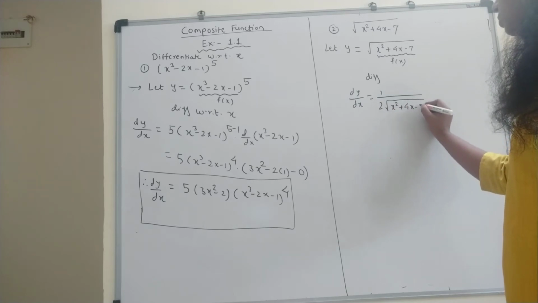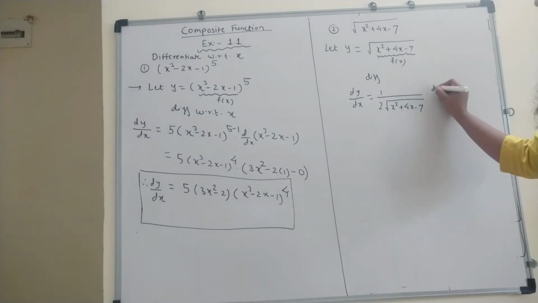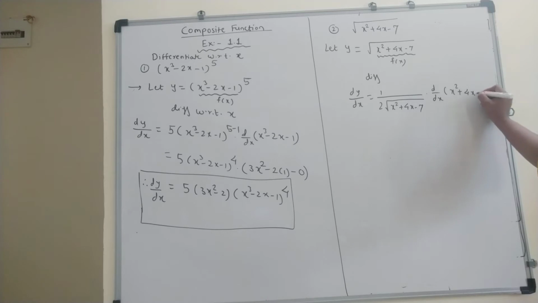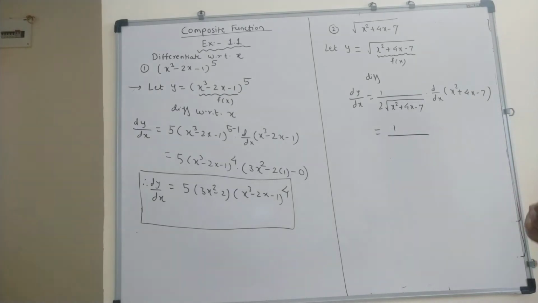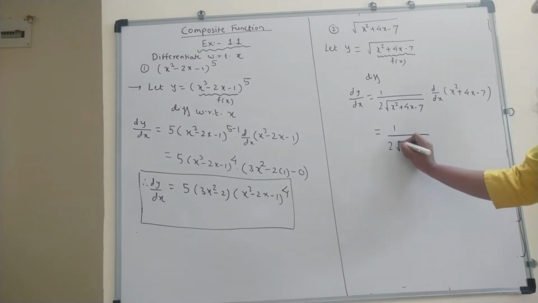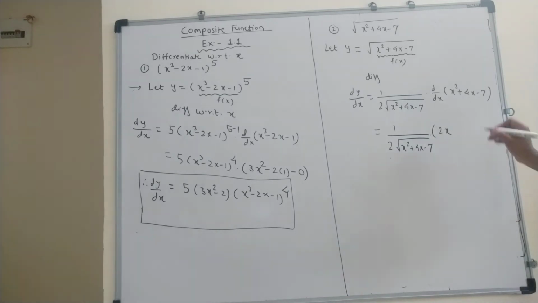That is 1 upon 2 root of this whole term multiplied by always the derivative of the inner function. So this term is 1 upon 2 times root of this whole term multiplied by the derivative of x square, which is 2x. Derivative of 4x is 4. 7 is a constant, derivative value is 0.